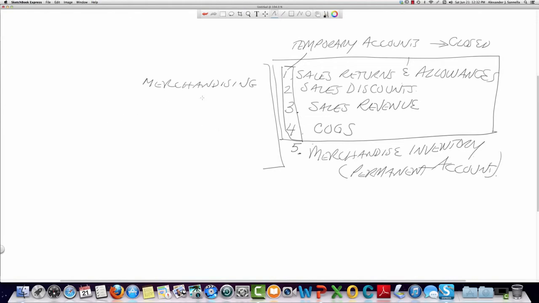So for a merchandising company, we've been introducing some unique accounts. Now, we'll continue to focus on merchandising companies as we complete or go through the remaining modules of Chapter 5.